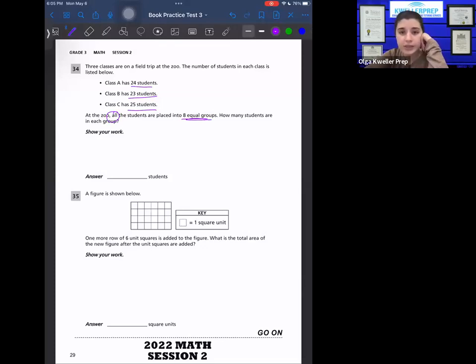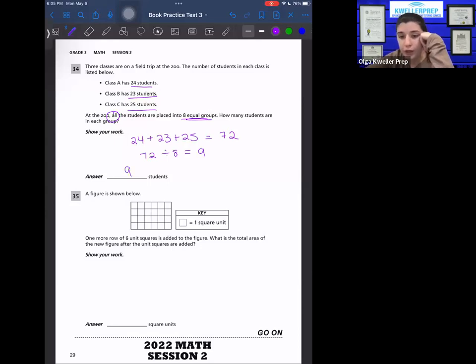So how are we tackling this? What would you guys do? This is what we call a 2-step question. What would we do here? Add them all up. Yep, that's going to be our first step. So we're going to have 24 plus 23 plus 25. And that's going to give me 72. And then we divide them. Perfect. And then you show 72 divided by 8 tells me that there's 9 students in a group.